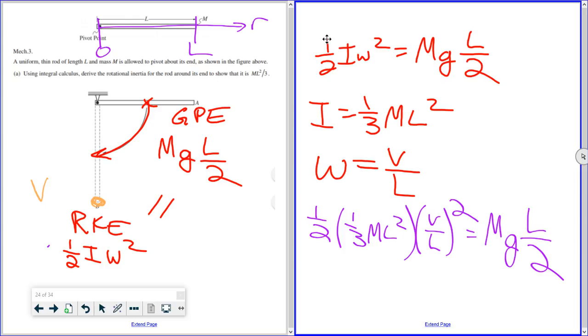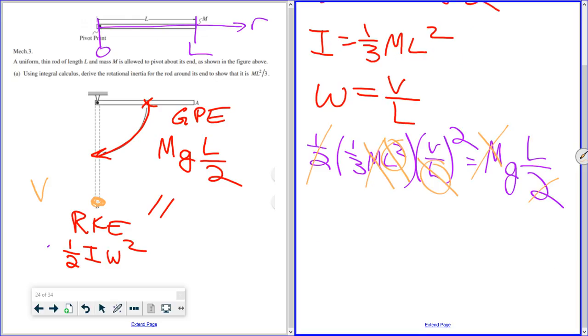All right, so let's see what cancels here. The 1/2 and the divided by 2 cancel. The m's are going to cancel. This L squared cancels this L squared. So it looks like I'm left with v squared over 3 equals gL, right?